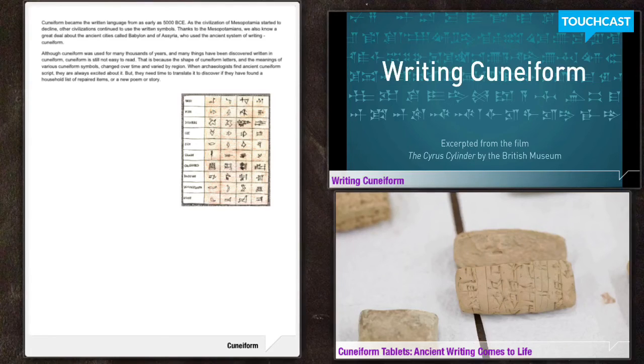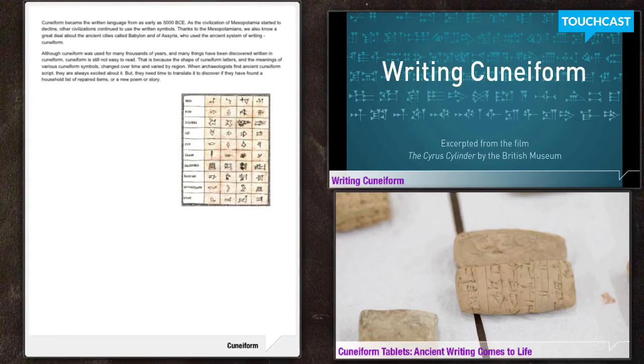Although cuneiform was used for many thousands of years, and many things have been discovered written in cuneiform, it's not easy to read. It's difficult, and that's because of the shape. The letters aren't as clear or as unique as our alphabet. A lot of theirs look the same. They're triangles and lines, put together in a different combination depending on the letter or the meaning that they're trying to convey to the people reading.